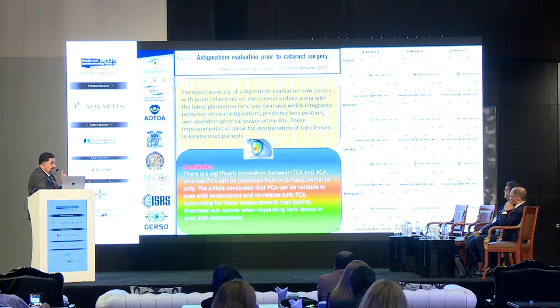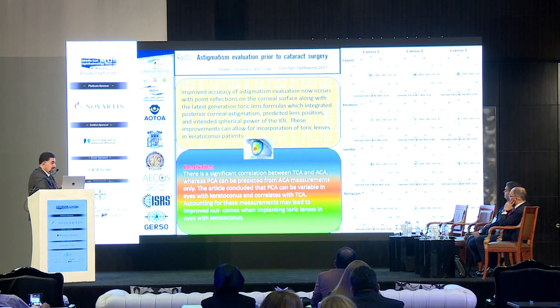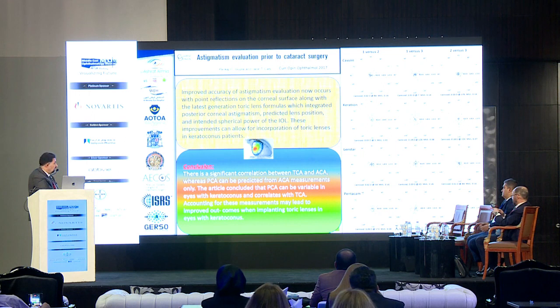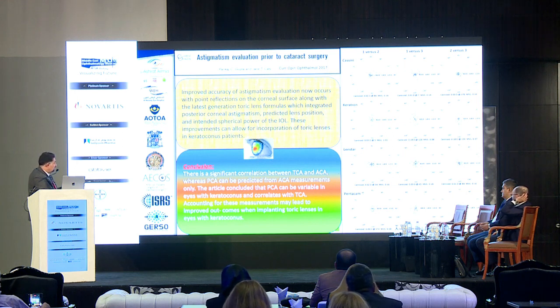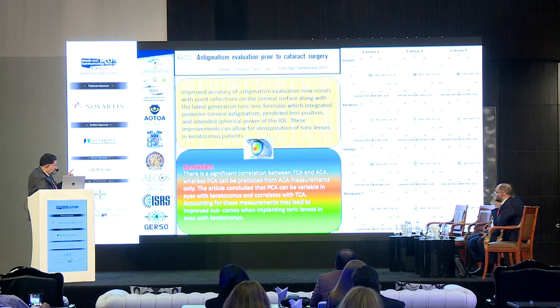And if you want to calculate the astigmatism for cataract surgery in keratoconus, you should use at least 2 devices, either the Cassini, Keraton, Lenstar, or Pentacam. In this study, they compared the 4, and there is a significant correlation between the total corneal astigmatism and the anterior corneal astigmatism, whereas the posterior corneal astigmatism can be predicted from the anterior corneal astigmatism measurement only. Also in this study, they concluded that the posterior corneal astigmatism can be variable in eyes with keratoconus and correlates with the total corneal astigmatism.